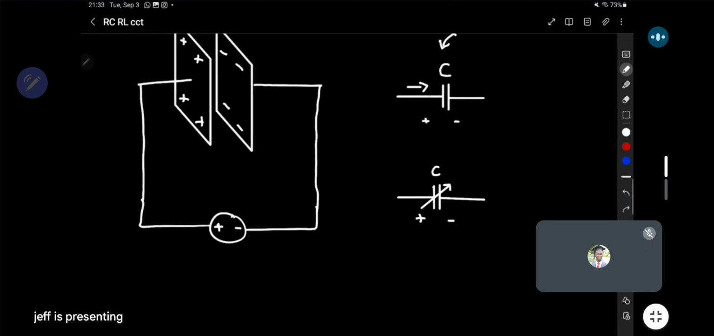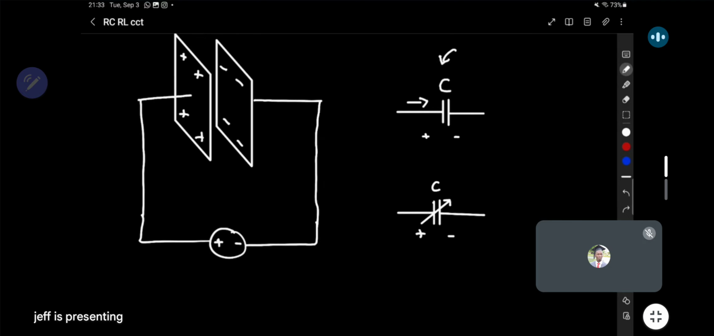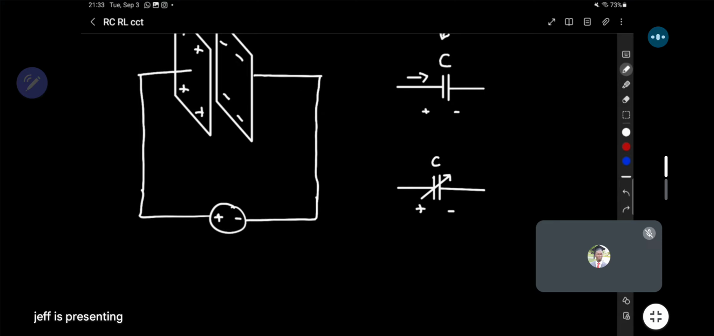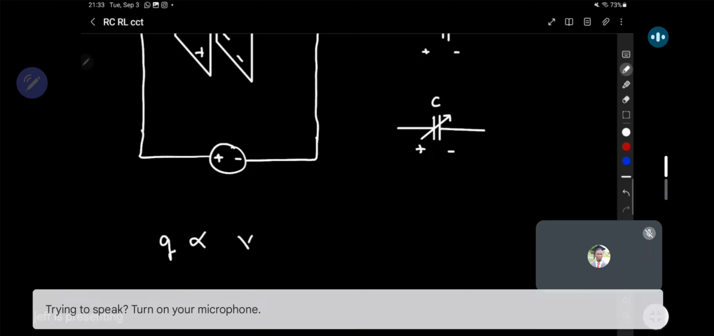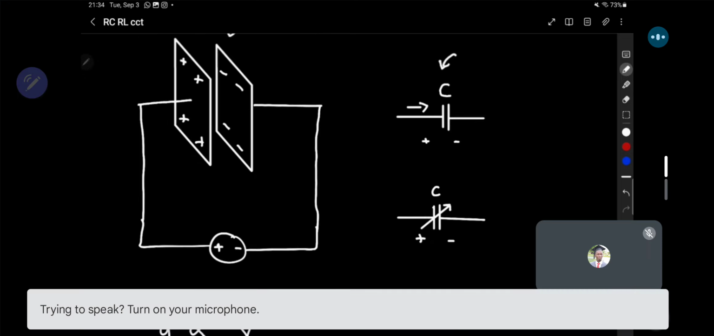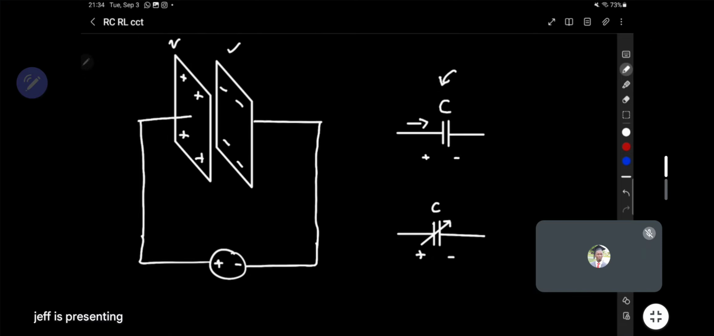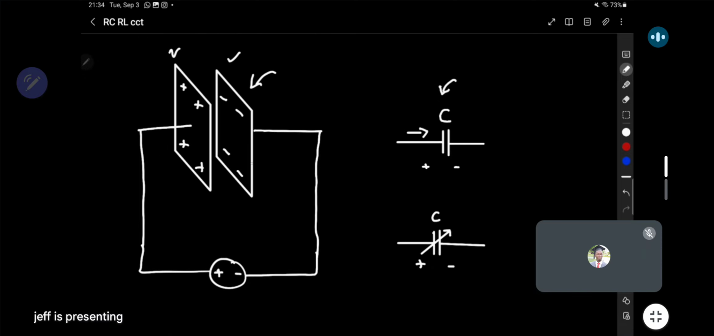So we did say a capacitor is a passive element that is used to store charge. The amount of charge that a capacitor is going to store depends on how much voltage it is connected to. Take this circuit, for example. How much charge is stored by this capacitor depends on how much voltage we connect it to when we are charging it.